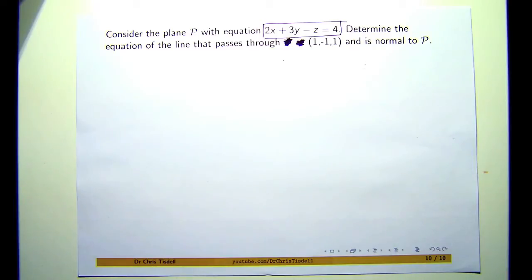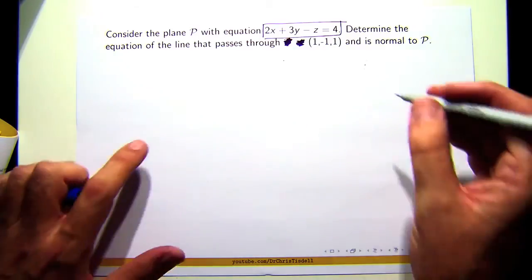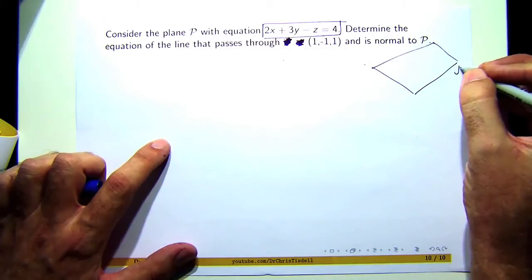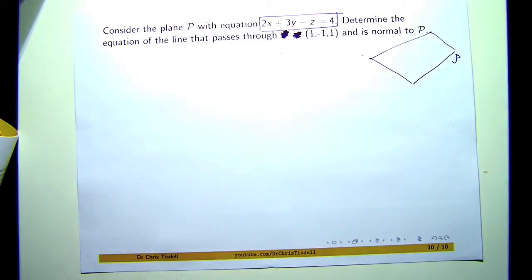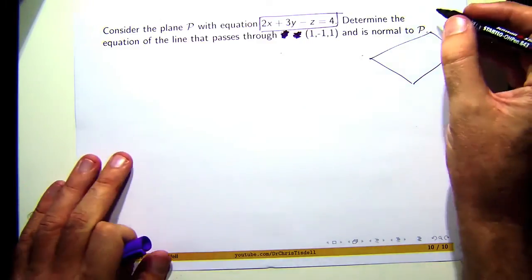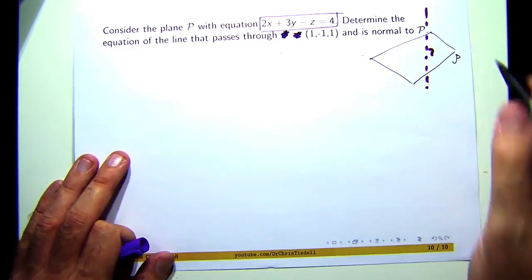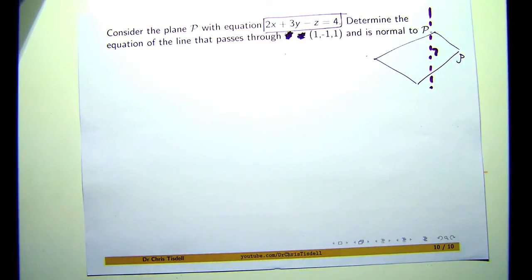So we've got a plane with a given equation. Determine the equation of the line that passes through the point (1, -1, 1) and is normal to P. Okay, so how do you do that? Well, let me just draw a little picture. Let's say that's the plane P. You want the line that is basically normal to that plane. So it's passing through the plane and it's normal to the plane.